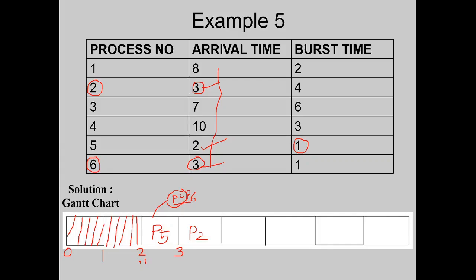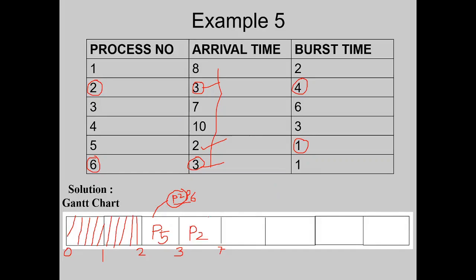So when processes arrive at the same time, consider the lower process ID and allocate that process to the CPU. So P2 is going to run for how much time? 4 units. So 3 plus 4, it is 7. So process P2 is going to run from unit 3 to unit 7. It starts at 3 and ends at 7.